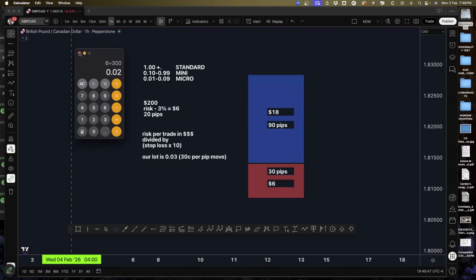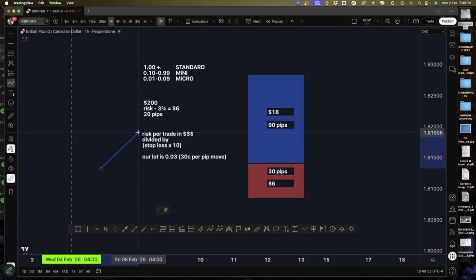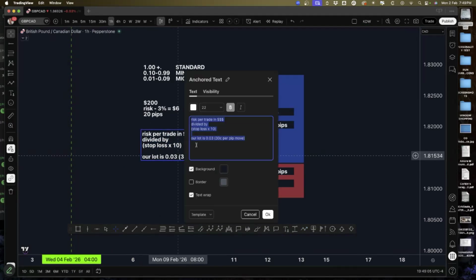Okay, this is the lot size that we would put in our phone if we were going to take this trade, 0.02. And this is the formula. If you're taking notes, you definitely want to write this down: risk per trade in dollars divided by stop loss multiplied by 10. So this would be a 0.02, which is how many cents per pip movement?